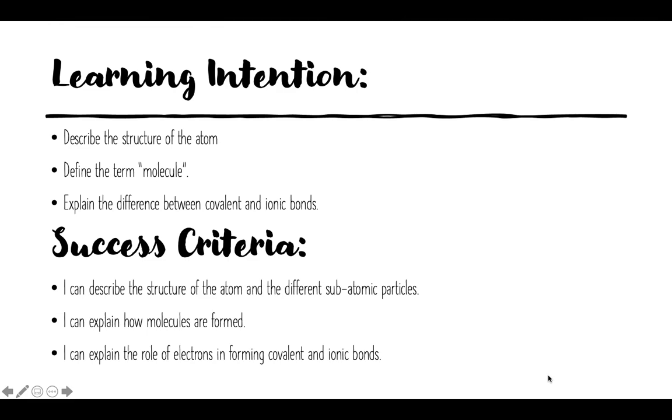Before I leave you, I am going to go back to our success criteria. So I would like to think that you can describe the structure of an atom and the different subatomic particles, that you can explain how molecules are formed, and you have at least a basic idea of how electrons are involved in forming covalent bonds and in forming ionic bonds.